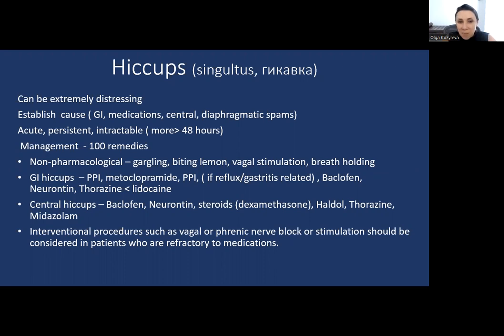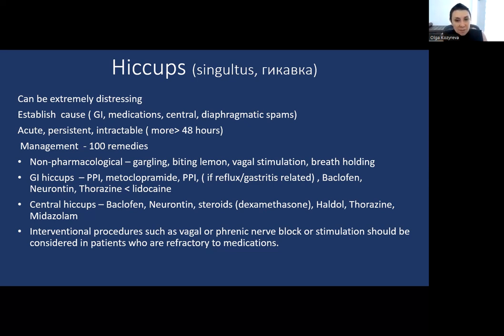Non-pharmacological measures we all know: gargling, any vagal stimulation, breath holding, biting a lemon can help and can resolve this. Hiccups are also divided into several types. One originates from the gastrointestinal tract. It can be treated with a PPI if it's related to gastritis or reflux. It can be treated with metoclopramide.